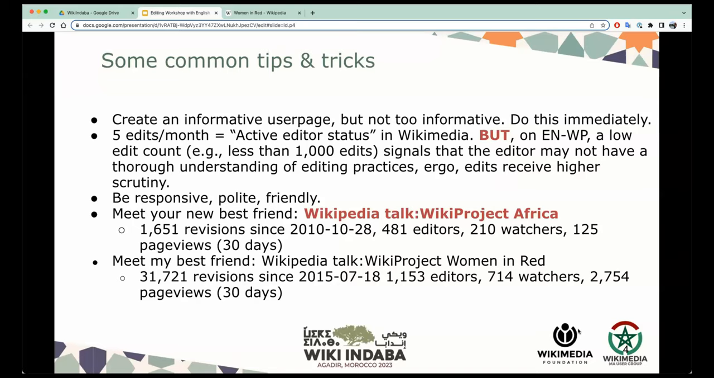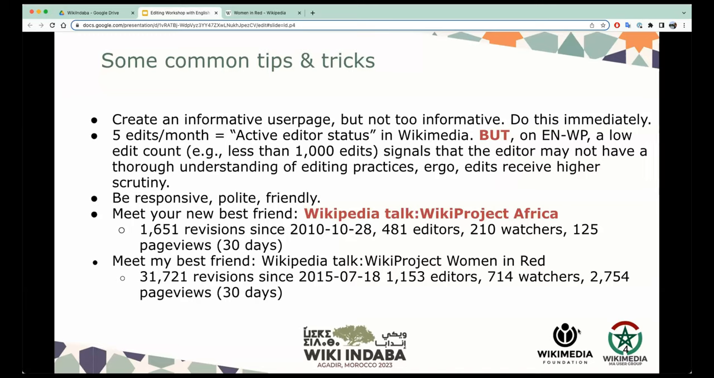Okay. I know that Asaf has done a presentation. He talks about active editor status. An active editor on English Wikipedia means 5 minutes per month. But I can tell you on English Wikipedia, all you are doing is 5 minutes a month, you're not considered very active. You need to have a higher edit count before your edits somehow seem to pass some kind of initial scrutiny, like people think, I have confidence in this person, they know what they're doing.